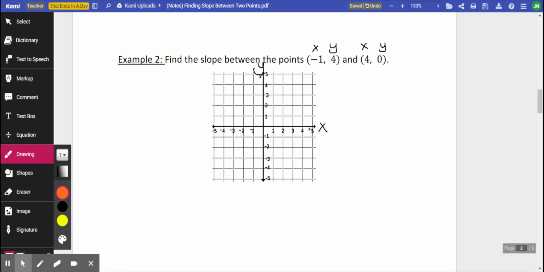Okay, so now if we're looking at the first point, it will be graphed at -1, 4. That means we go to the left 1, and then we go up 4. So starting in the middle, we're going to go to the left 1 and then up 1, 2, 3, 4 spaces. This will be the coordinate of the first point here.